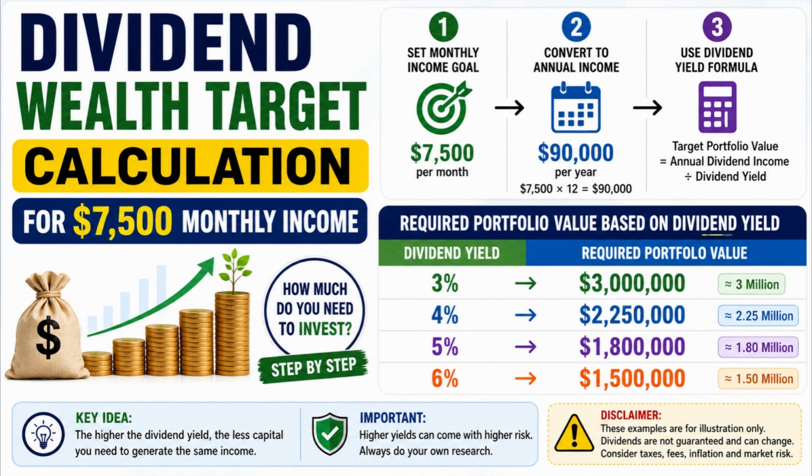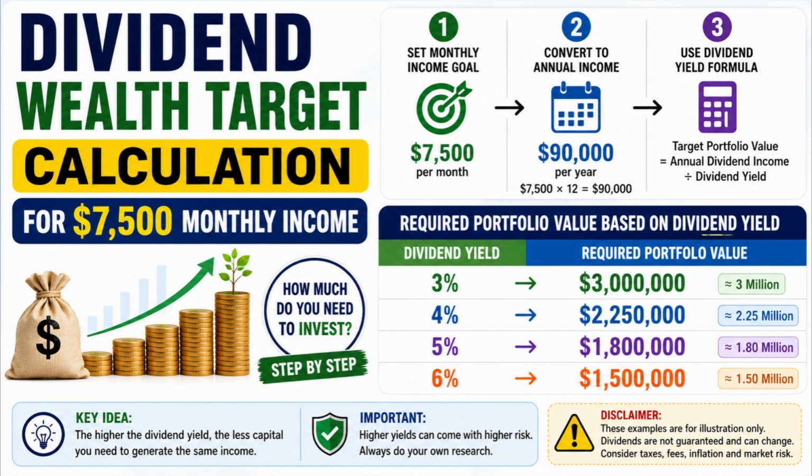In this video, we will discuss dividend wealth target calculation for $7,500 monthly income. To begin with, the goal of this calculation is to estimate how much money you may need to invest in dividend-paying assets so you can potentially earn $7,500 per month in dividend income. This kind of calculation is helpful for investors who want to build a strong passive income plan and understand the size of portfolio required.